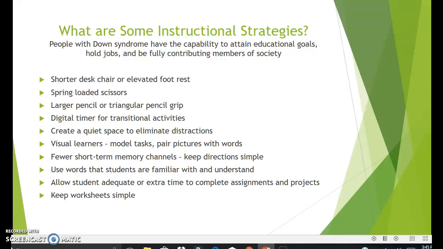Use words that students are familiar with and they understand. Allow these students adequate or extra time to complete assignments and projects. And finally, keep worksheets simple.